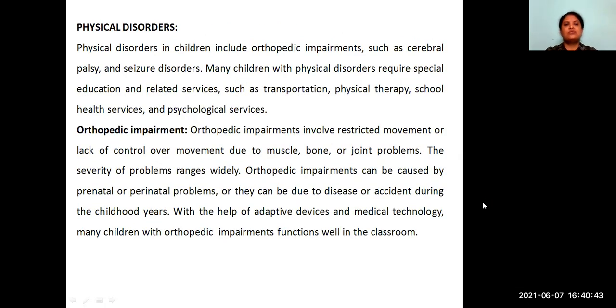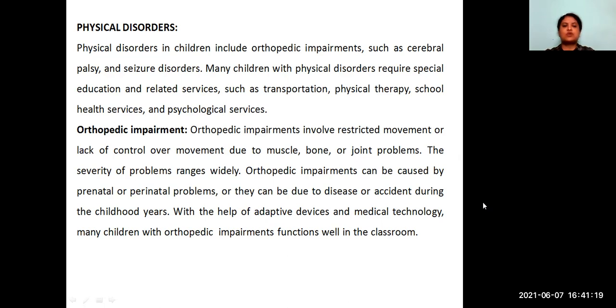When we come to physical disorders in children, these include orthopedic impairments such as cerebral palsy and seizure disorders. Many children with physical disorders require special education and related services such as transportation, physical therapy, school health services, and psychological services. So under physical disorders, you have orthopedic impairment. That is, orthopedic impairments involve restricted movement or lack of control over movement due to muscle, bone, or joint problems.